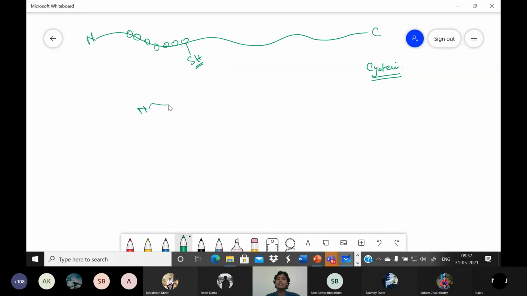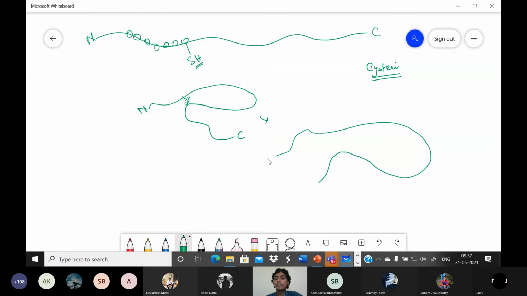How? For example, something like this. See, this SH here, and another SH from here. I'm just drawing a little bit away. So this N and C here, SH and here SH, side chain. Maybe this one is the number 50 amino acid of this protein, and the second one going like this is, say, 95, for example 94. But at positions 50 and 95, the amino acids have an SH group.